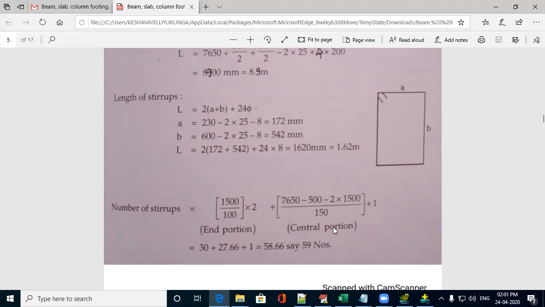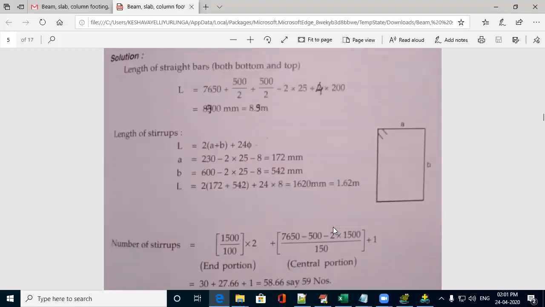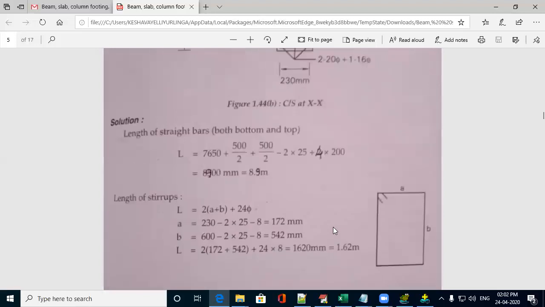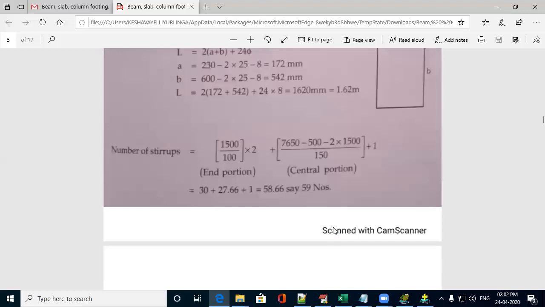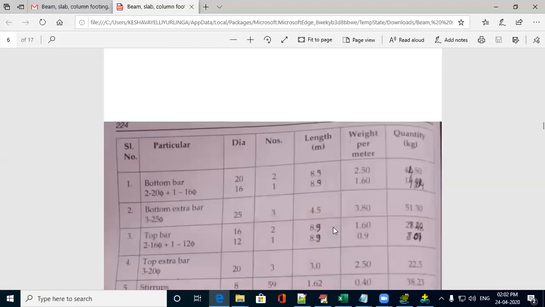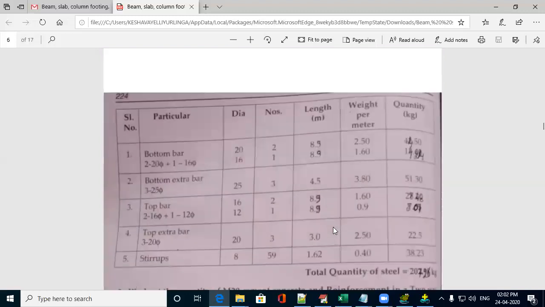Now we know how many stirrups are there and the length of each stirrup, and also we know the length of the straight bars. Now we can put it in a format. This is the format for reinforcement calculation: serial number, type of bar, diameter of the bar, its numbers, length of each bar, weight per meter, and quantity. This is the table for reinforcement estimation.